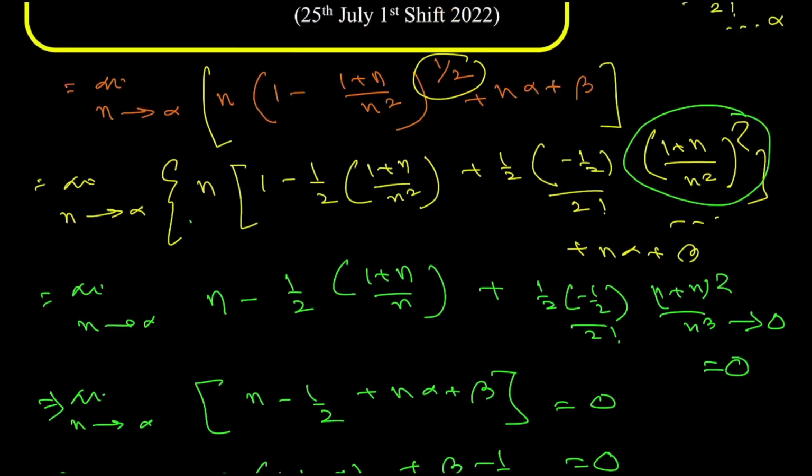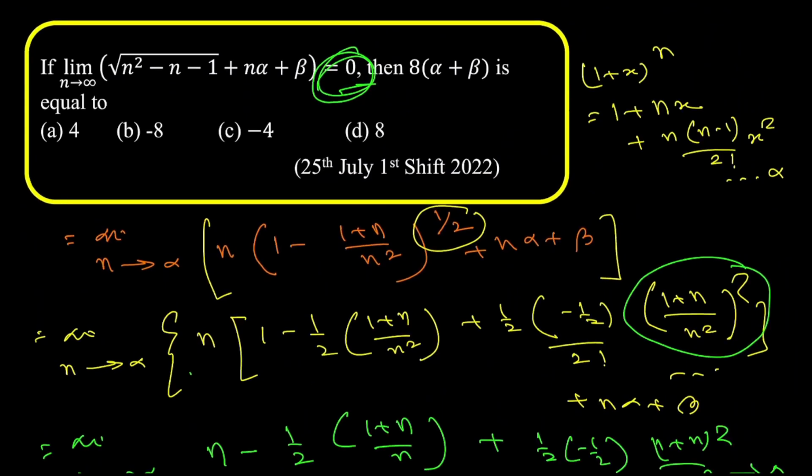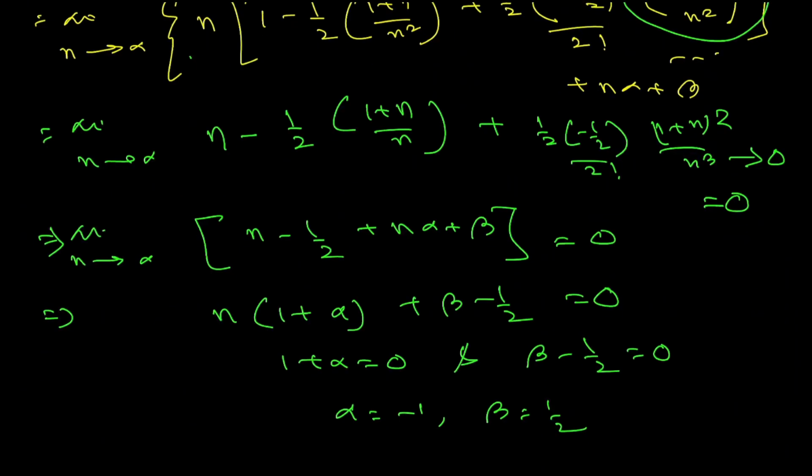Now what is the final answer? The final answer is given to be 8 into (alpha plus beta). So I am putting here 8 into (alpha plus beta).